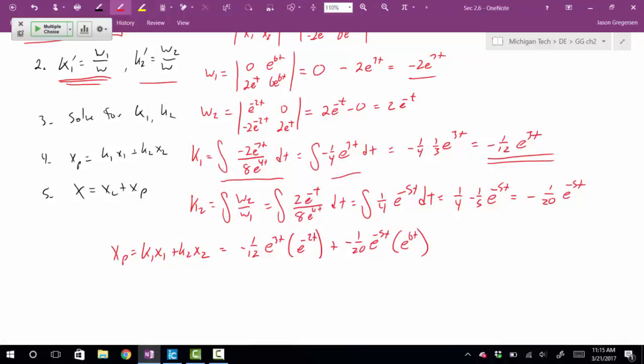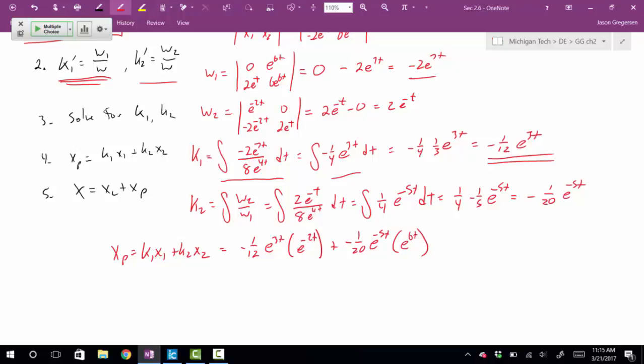Now, somebody asked me in an earlier class, do we have to simplify that? And in the past, I've gone back and forth, but I'm going to say, yes, you have to simplify this. Why? Because this looks really ugly. I can't see what's going on. I don't know what's happening as t changes. That big, long expression means nothing to me.